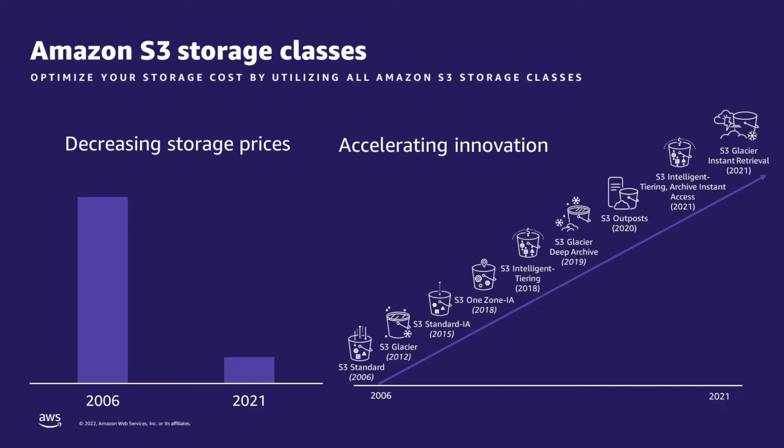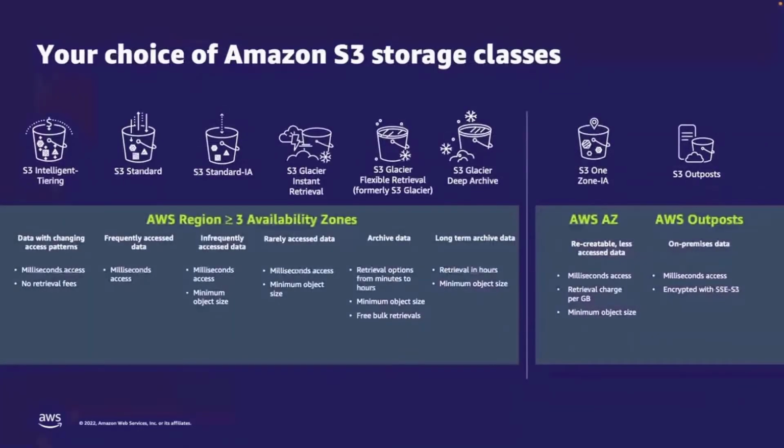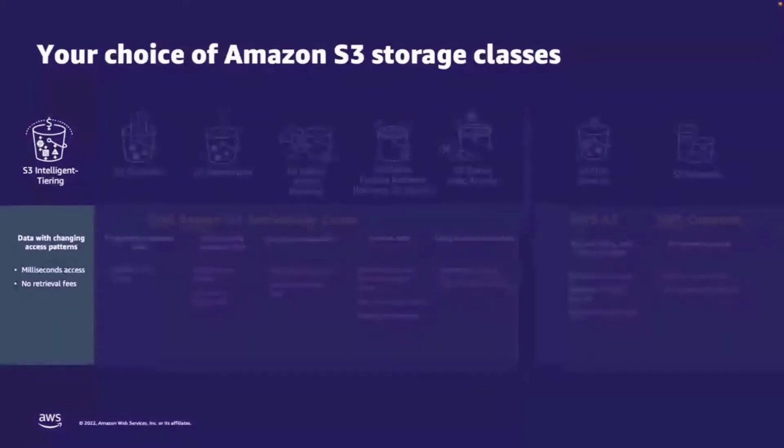Let's talk about what this all means. Because the vast majority of data has unknown or changing access patterns, many customers use S3 Intelligent-Tiering to automatically optimize their storage cost. S3 Intelligent-Tiering is the only cloud storage class that delivers automatic storage cost savings when data access patterns change without performance impact or operational overhead. At re:Invent, we announced a new access tier that is designed for rarely accessed data that needs millisecond performance.